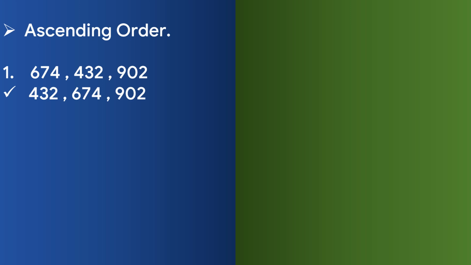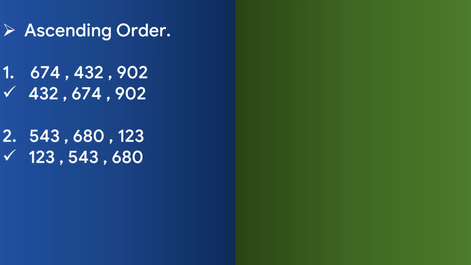Your next topic is ascending order. Which number do we have to write down first in ascending order? In ascending order, we have to write down the smallest number first, and then we have to put the bigger numbers respectively.